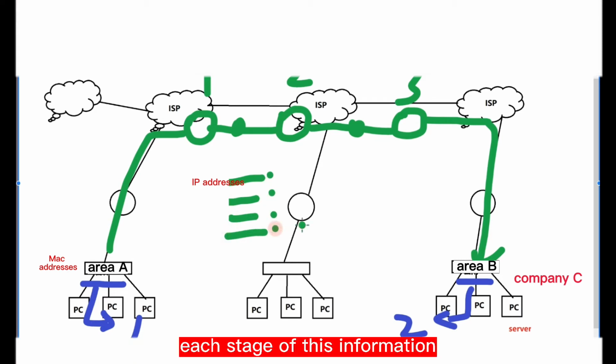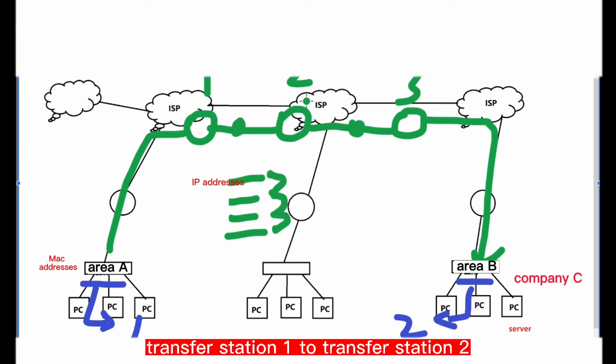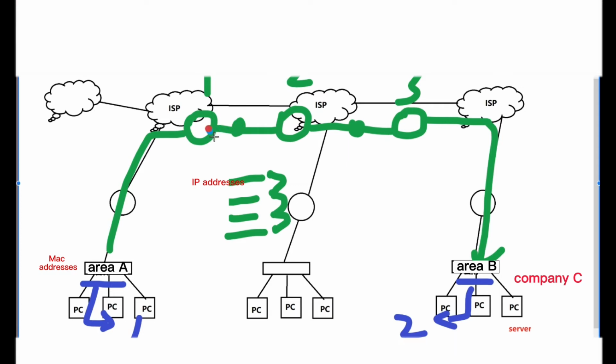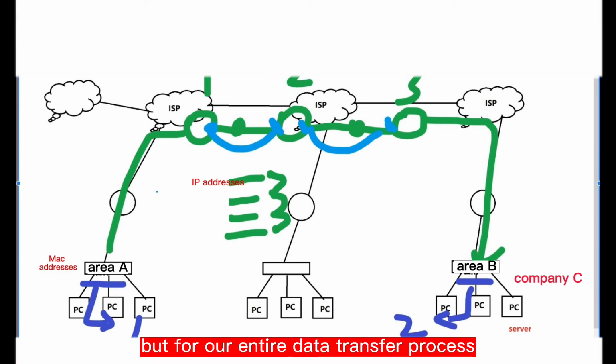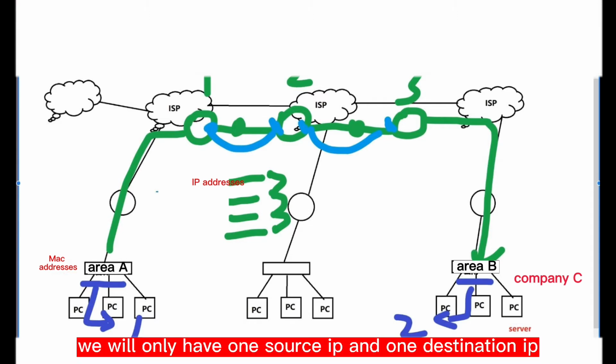Each stage of this information has a source and a purpose. Equivalent to you going from transfer station 1 to transfer station 2. You are now sending a small message. It is also equivalent to reporting your data; every time it also has a source and a purpose. This is equivalent to the concept of a small scope transfer, like a MAC. On each link, we will all have a source MAC and a destination MAC. But for our entire data transfer process, we will only have one source IP and one destination IP.